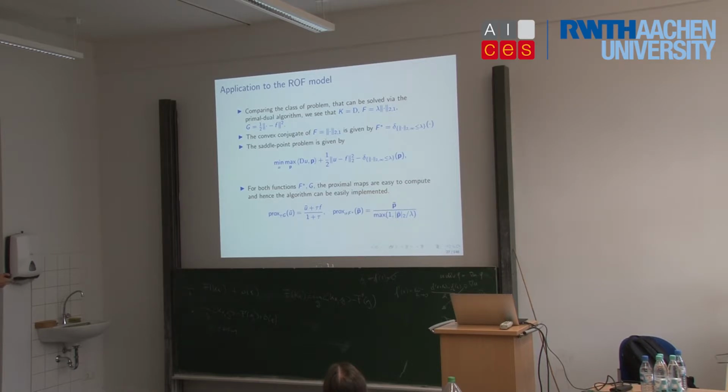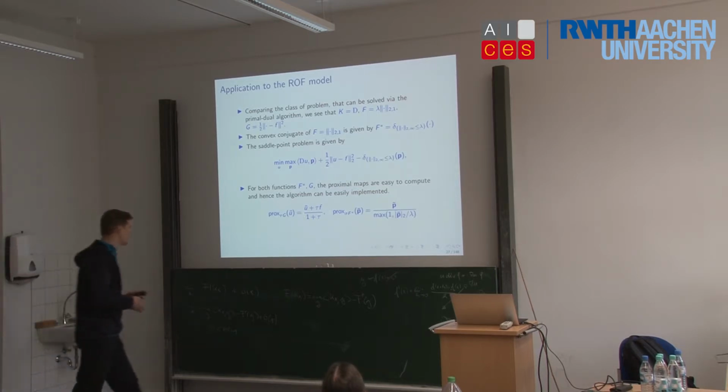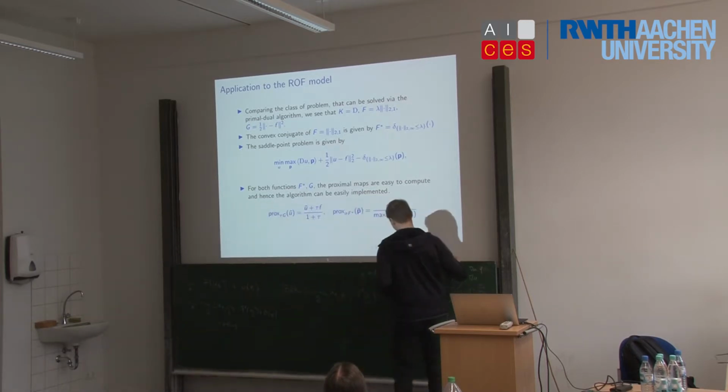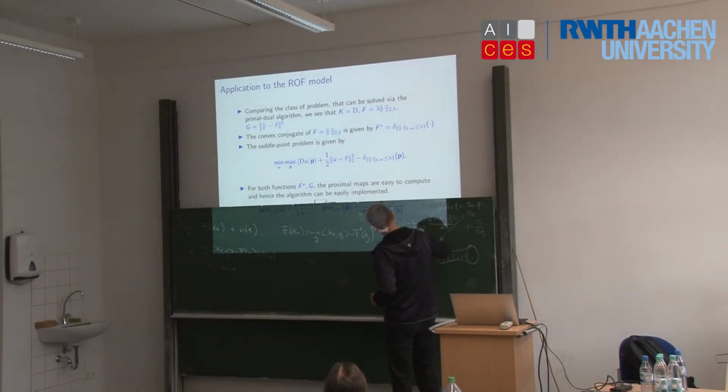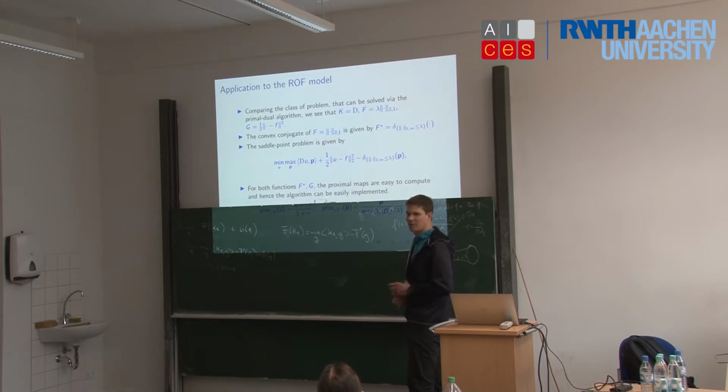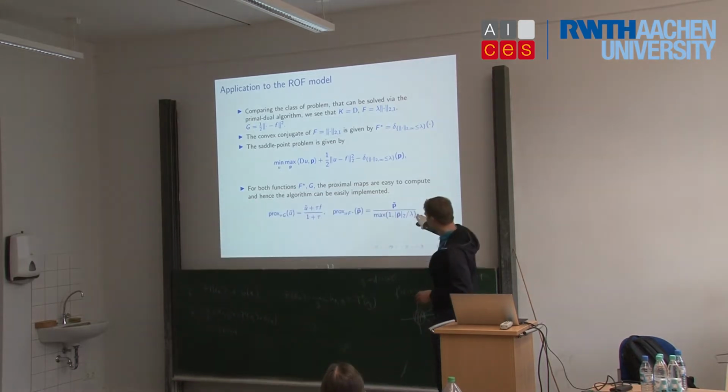Then the saddle point problem looks like this. What we need to check is the proximal map with respect to this guy and the proximal map with respect to this guy. So here it's very easy. It's just this formula pointwise. And here we have the indicator function of the 2 ball. So it has radius lambda. And it means if we're outside, we need to perform an orthogonal projection onto the disk. If we're inside, we can stay inside. And this simple geometric thing is written down with this formula here.